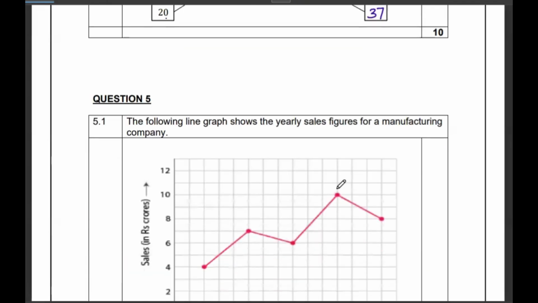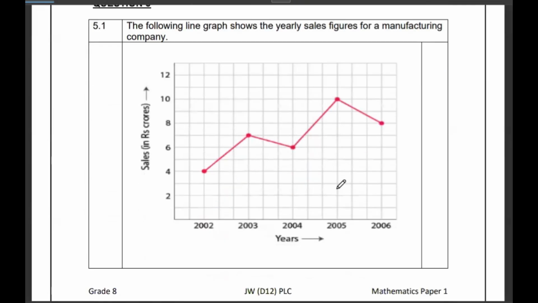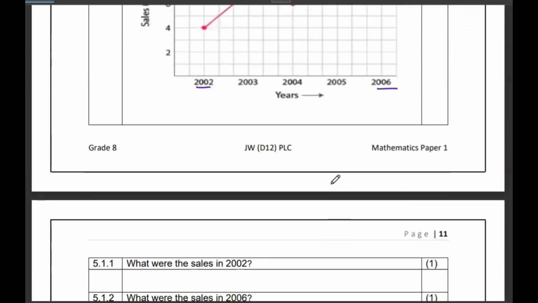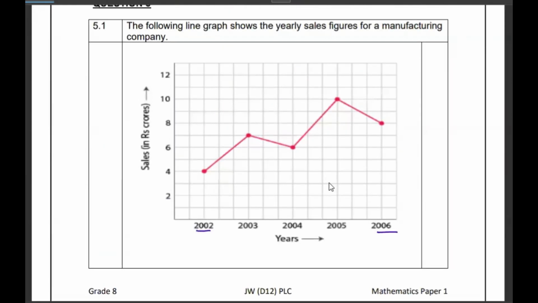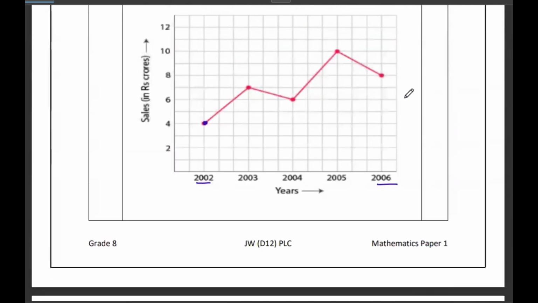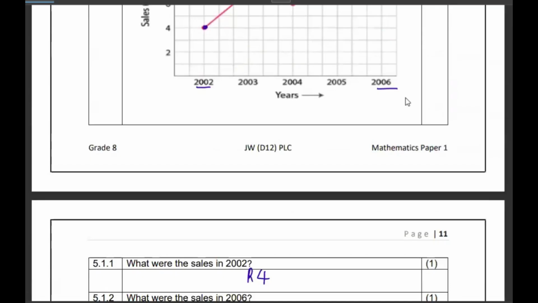Question number 5. The following line graph shows the yearly sales figures for the manufacturing company. So we have the years from 2002 up to 2006. These are the sales. Okay. First question, what were the sales in 2002? So the sales were basically 4. Okay, so I'm just going to say 4. They say the sales in rands. Is it rands? I don't know, but I'll say 4 rands.